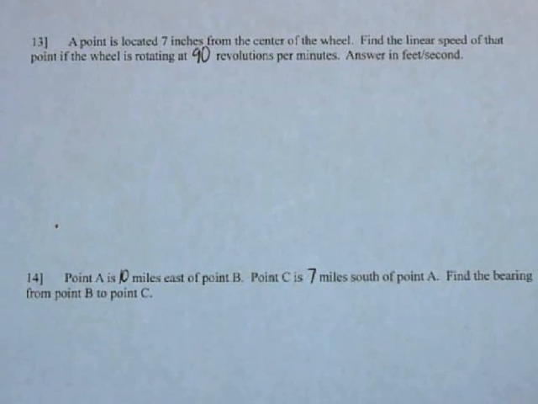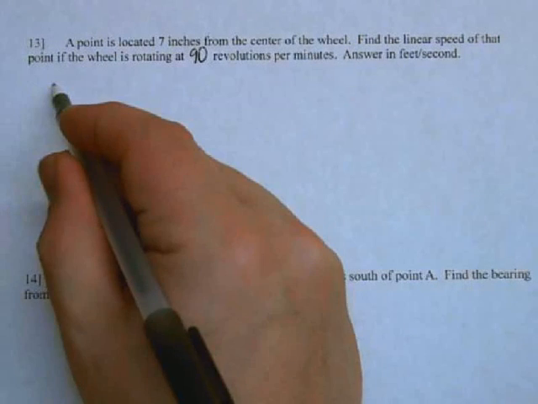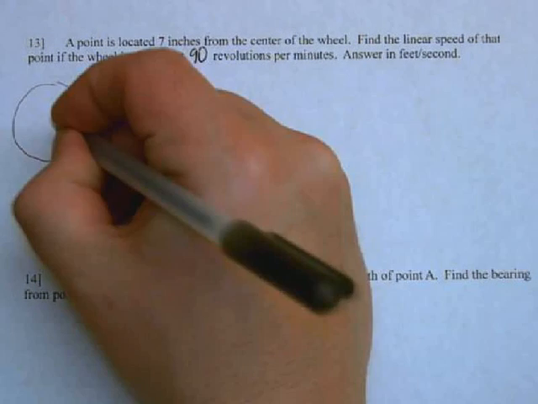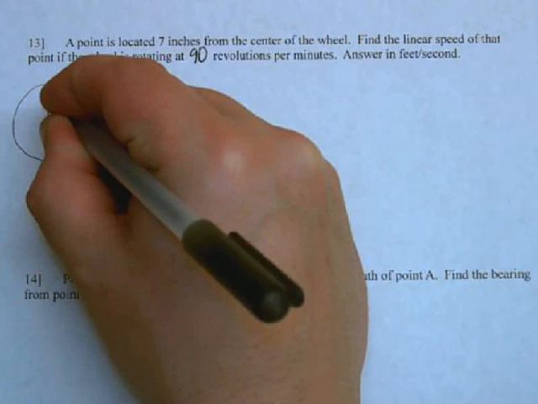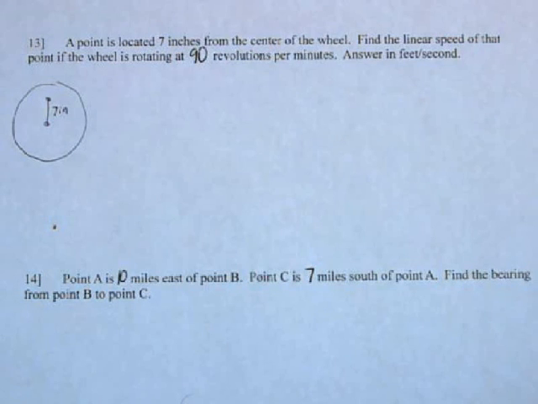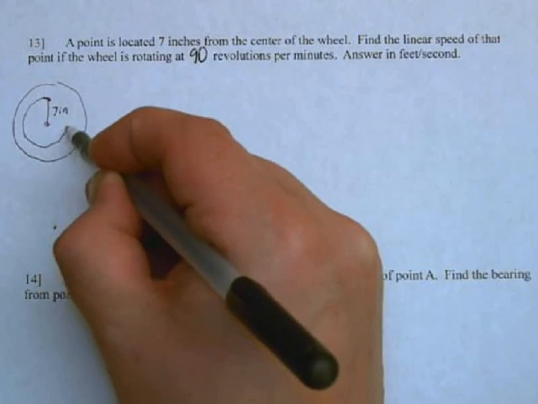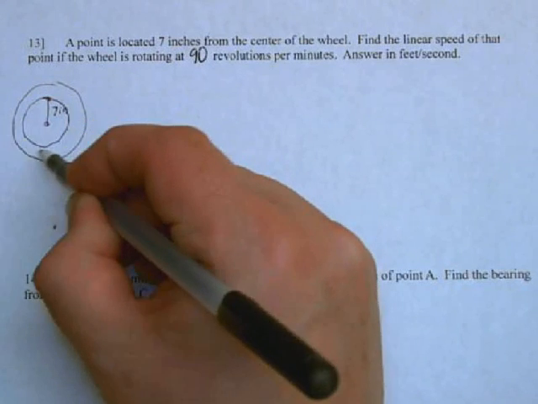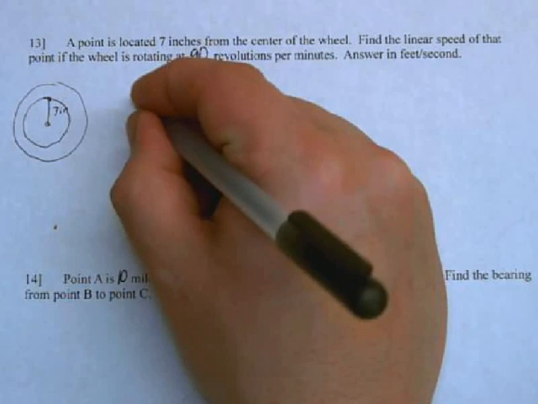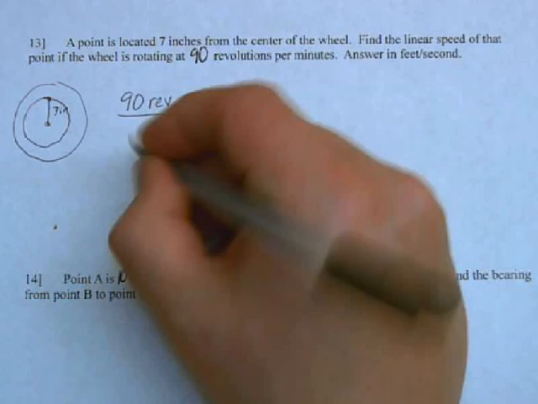Okay, last page. A point located 7 inches from the center of the wheel. The wheel is rotating at 90 revolutions per minute. So every revolution, this point is traveling this circumference of the circle. So I'm going to start off with the quantity I know, 90 revolutions per minute.